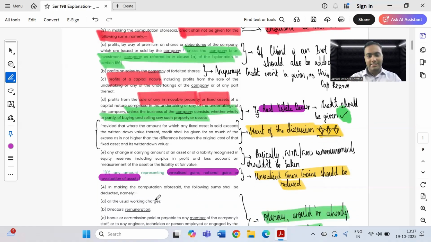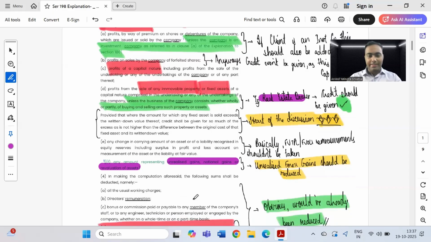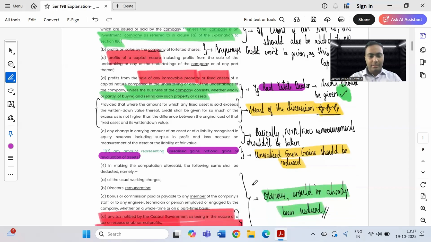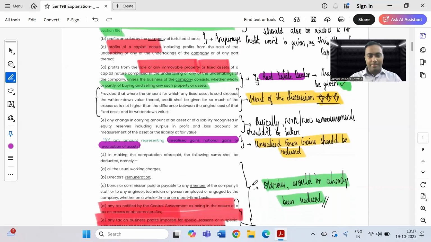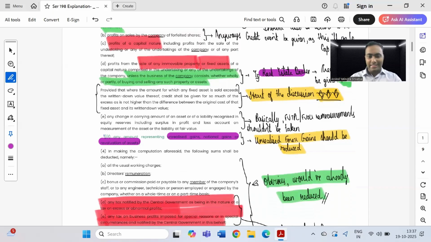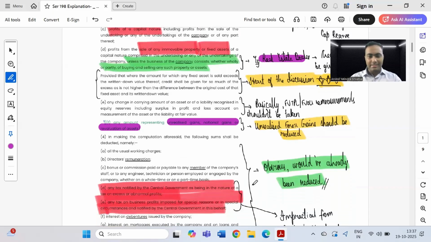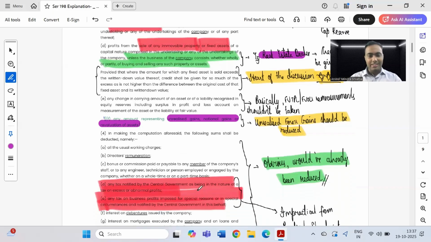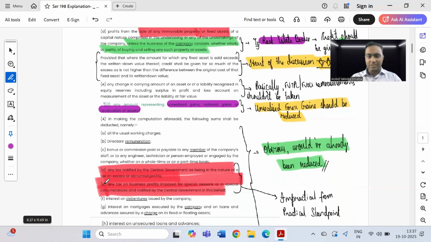All the usual working charges. Obviously, this would have already been deducted. Director's remuneration. Then your bonus or commission paid or payable to any staff, etc. This would have again already been deducted. Obvious, right? Next, any tax notified by the central government as being in the nature of a tax on excess or abnormal profits, any tax on business profits imposed for a special reason. So this is theoretical in nature. This is not practical because we don't have any tax like that from what I know. Because you only have your Income Tax Act 1961 tax on your income, right?